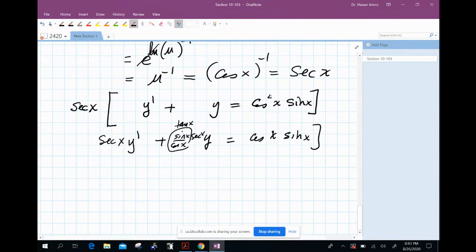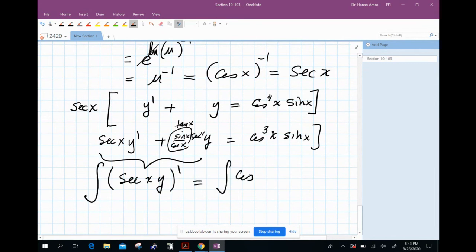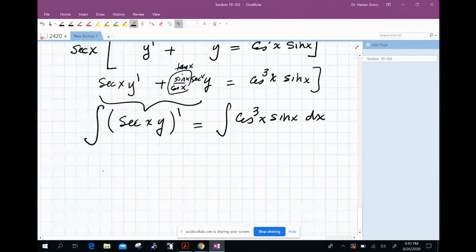So okay, this is cosine to the fourth. When you multiply by secant, you reduce the power by 1. So the left side right here, that's nice because that's basically secant x times y. And that's the derivative, and I'll integrate that in a second. And that's equal to the integration of cosine cubed x sine x dx. Now, on the left side, we have secant x times y. Now, what do we have there on this side? This is my u, and that's my du.